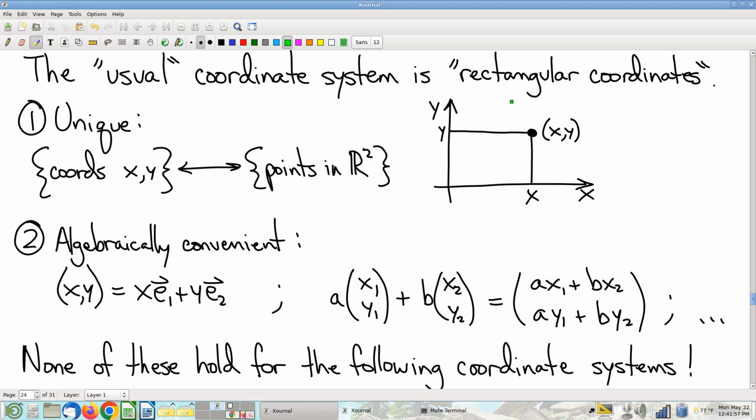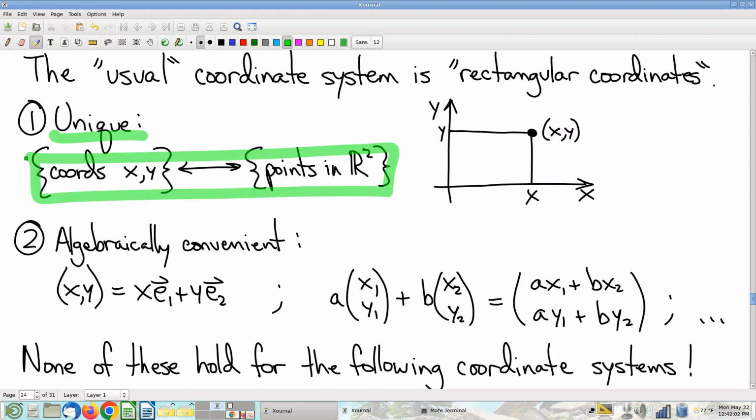And conveniently, they are what I'm going to call unique. For every point, there's exactly one pair of coordinates. It's not like I could express this point's location in rectangular coordinates in various different ways. No, not at all. If there's a point in the plane, it has exactly one x coordinate and exactly one y coordinate. Full stop. Right? Okay. Not so in our coming new coordinate systems. So that's bad news. Sorry about that.